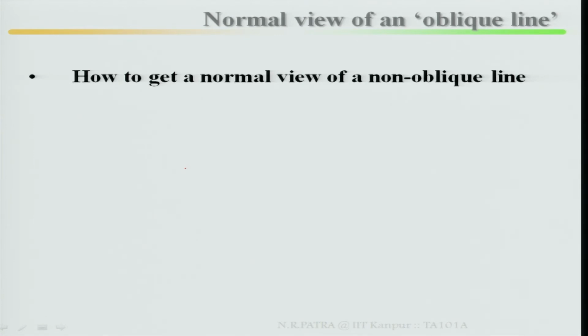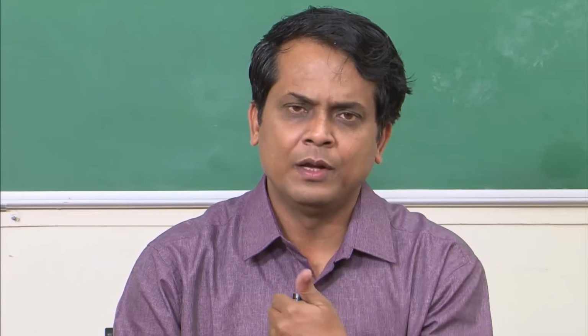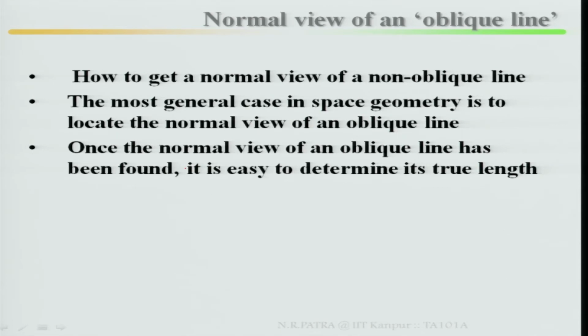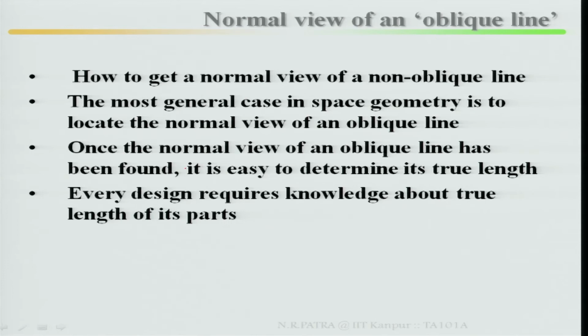Now, the question that comes to everybody is how to get a normal view of an oblique line. The most general case in space geometry is to locate the normal view of an oblique line. Once the normal view of an oblique line has been found, it is easy to determine its true length. What is its implication? Every design requires knowledge about the true length of its parts.